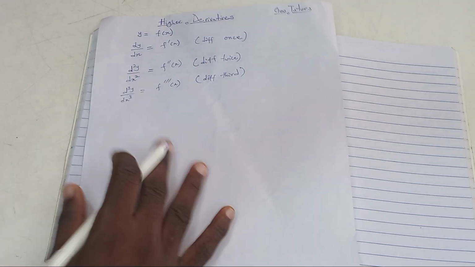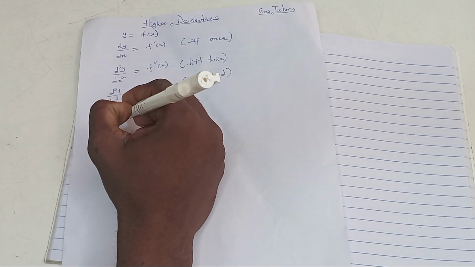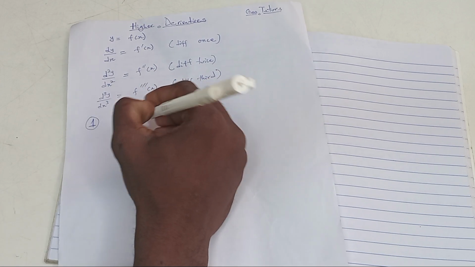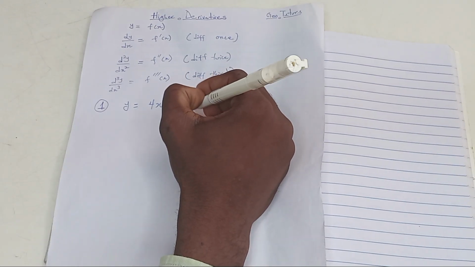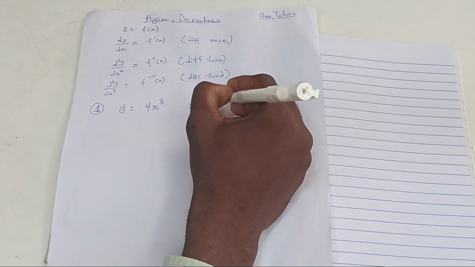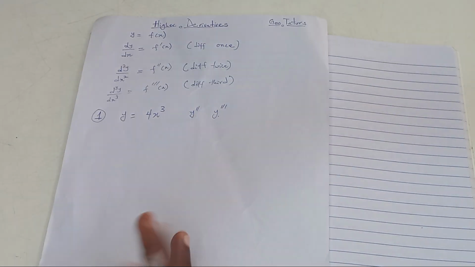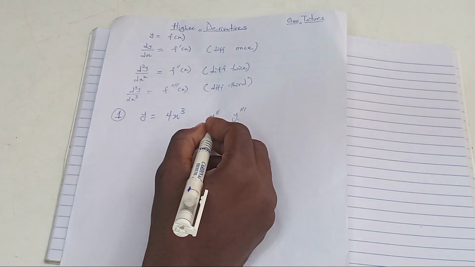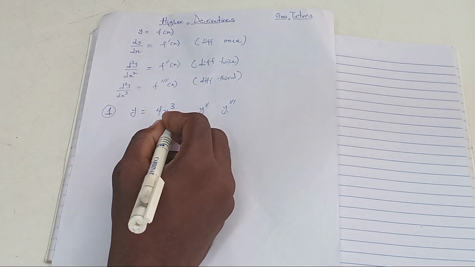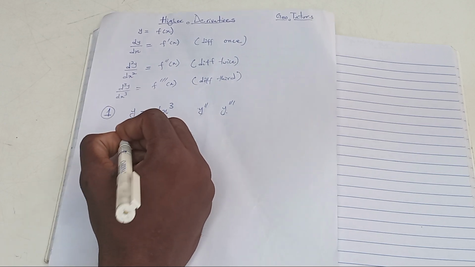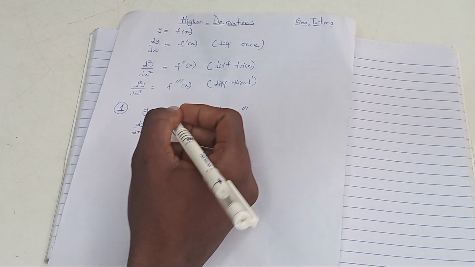So let's go into questions straightforwardly. Let's start with this example. Given that y is equal to 4x cubed, find y double prime and y triple prime. It means find the answer of differentiating twice and differentiating three times. Differentiate once, dy/dx gives us 3 times 4, that's 12x, and 3 minus 1 is 2, so 12x squared.